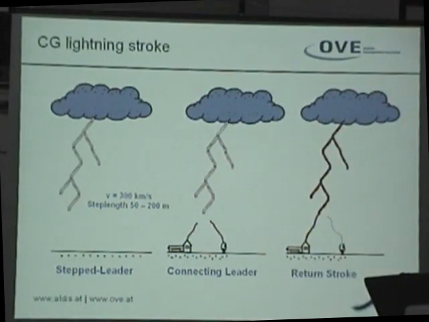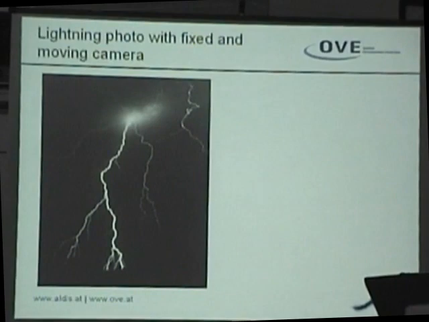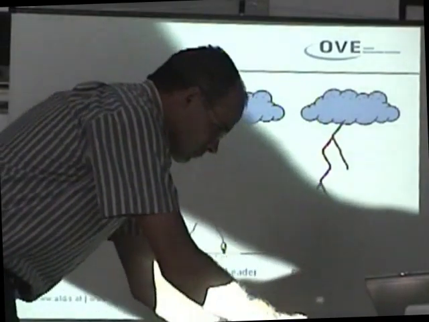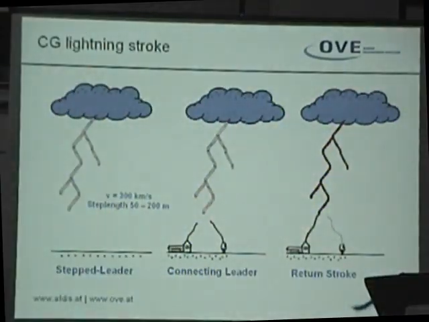The return stroke is approximately traveling with 1/3 of the speed of light. And this is what the lightning location system is detecting, or is supposed to detect.